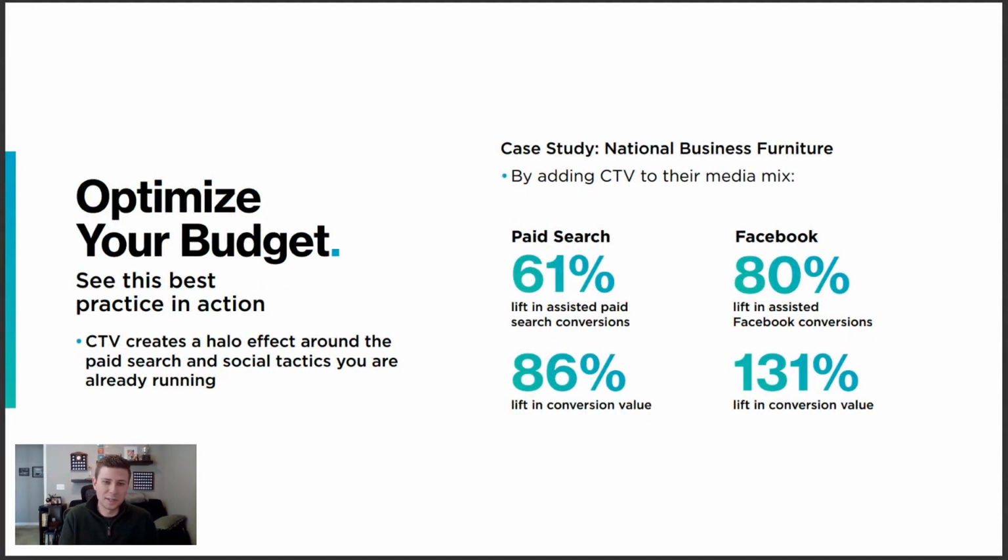And this is just a really good example of how you can optimize your budget in a way on CTV that then impacts your existing paid channels. You can see paid search here. This is a case study from National Business Furniture. Following their addition of CTV to their media mix, seeing significant lifts in performance on both paid search and Facebook. 61% lift in assisted paid search conversions, 86% lift in conversion value, and even greater lifts on the Facebook side, 80% on the conversions, 131% in terms of conversion value.